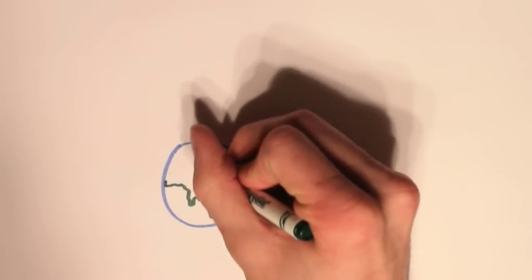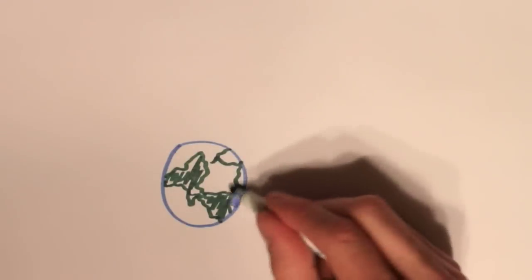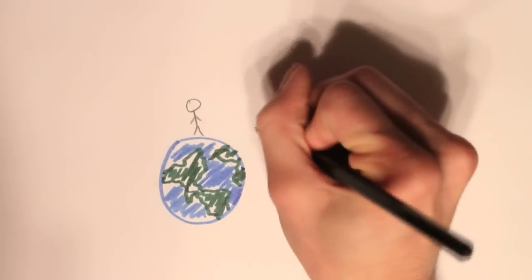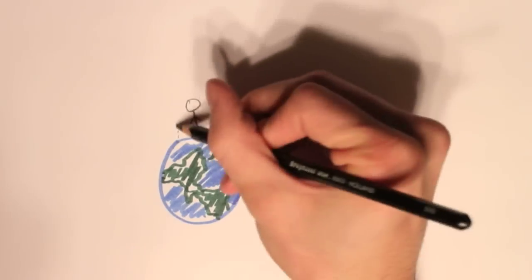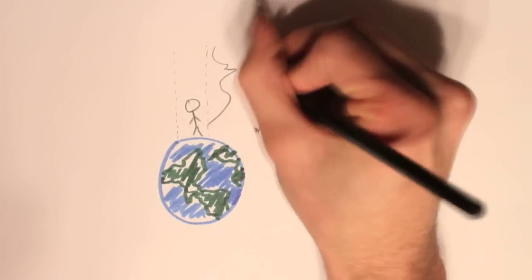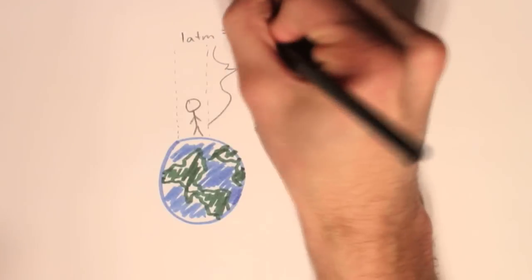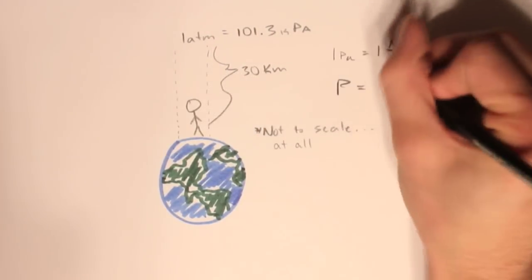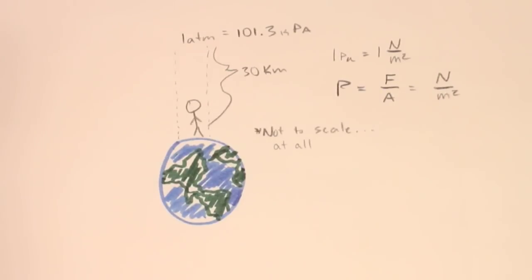What is our atmosphere? Well, it's the air above the surface of the Earth. Our atmosphere extends about 30 kilometers above the surface. So when you are standing at sea level, you've got a 30-kilometer air column on top of you. Now, this air column has weight, and that weight, we say, is 1 atmosphere, which is 101.3 kilopascals. 1 Pascal is 1 Newton per meter squared.